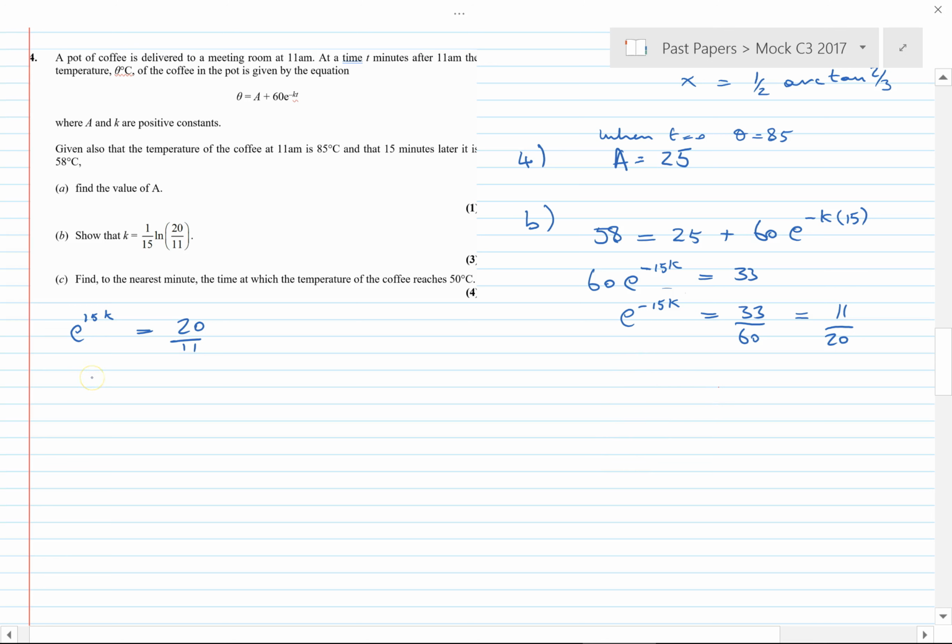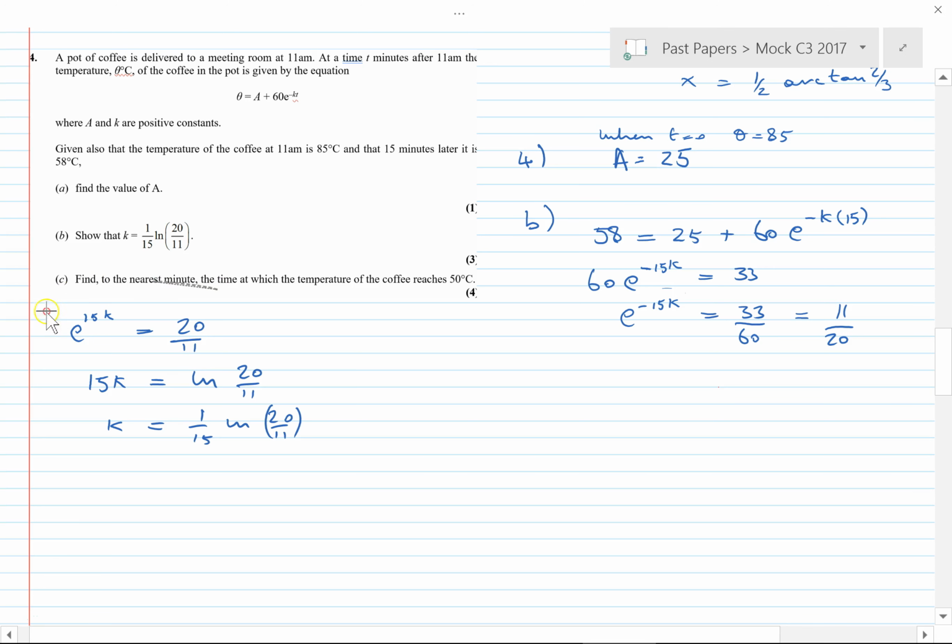Now we can just undo the e by taking ln of both sides, so it gives 15k is equal to ln 20 over 11, so it gives me k is equal to 1 over 15 ln 20 over 11. Now that amount evaluated is 0.039855 and various stuff, which I've stored on my calculator. But if we don't see what you've been asked to show, you won't get full marks.